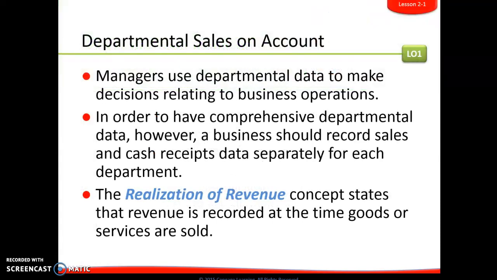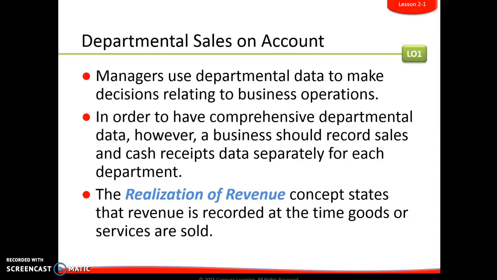So on this first one, departmental sales on accounts, managers use departmental data to make decisions relating to business operations. So they're going to look at that information that we are keeping track of to figure out, okay, what do they maybe need to order more of, or what do they need to change?